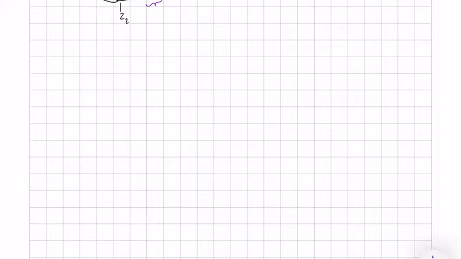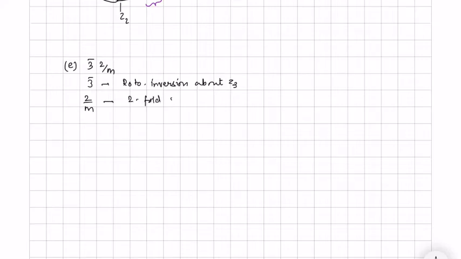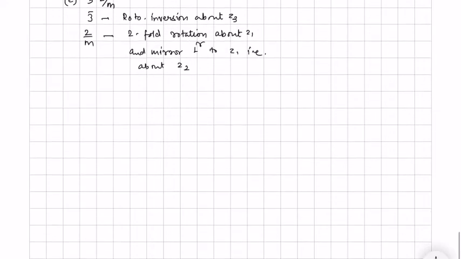So the last point group for this crystal system is 3 bar 2 by m. One is 3 bar, that is roto-inversion about Z3, and then 2 by m, that is a two-fold rotation about Z1 and a mirror perpendicular to Z1, that is about Z2. I hope these are clear.